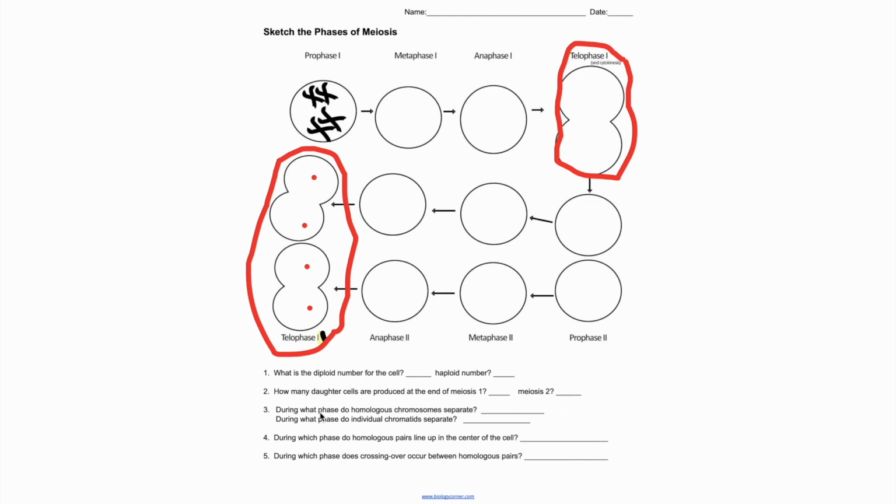All right, during what phase do homologous chromosomes separate? Homologous chromosomes are going to separate during the first anaphase, so anaphase 1. And the individual chromatids are going to separate when we get into anaphase 2. During which phase do homologous pairs line up along the middle? The homologous pairs line up along the middle in metaphase 1.